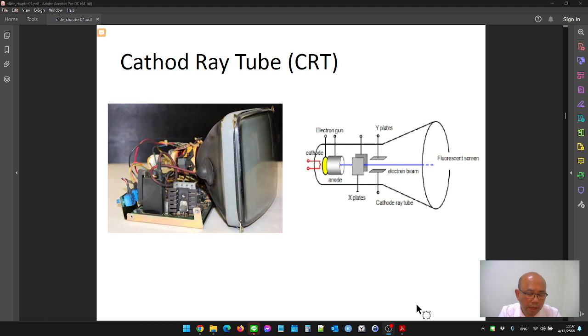The next device, from a few decades ago, is the cathode ray tube, like a television. The television screen is made from glass. Inside is a big vacuum tube. By structure, the vacuum tube, the big cathode ray tube, has a tungsten coil.